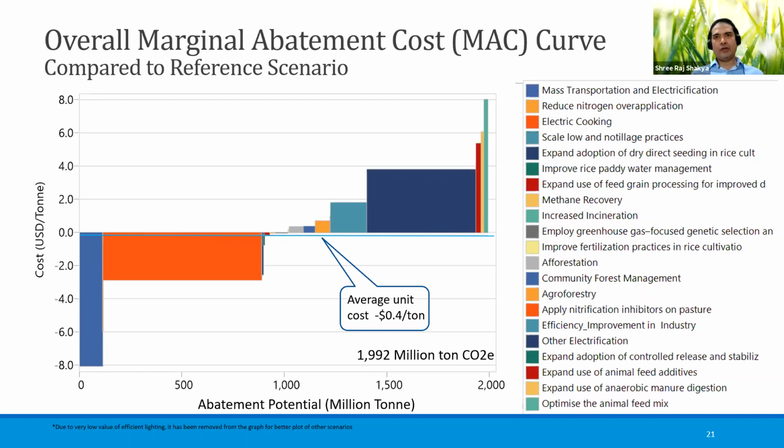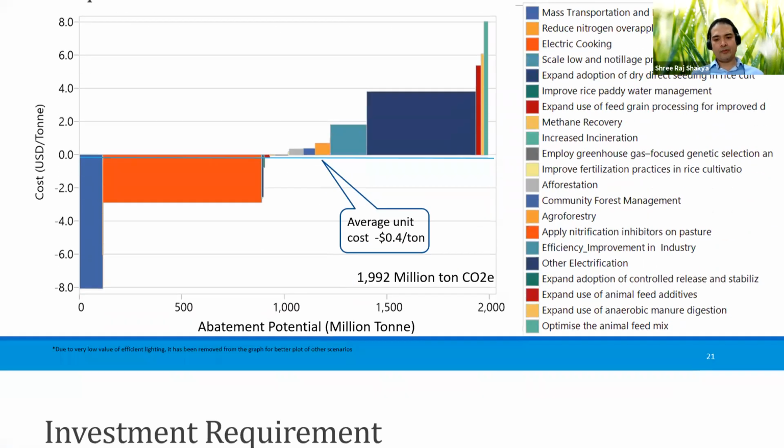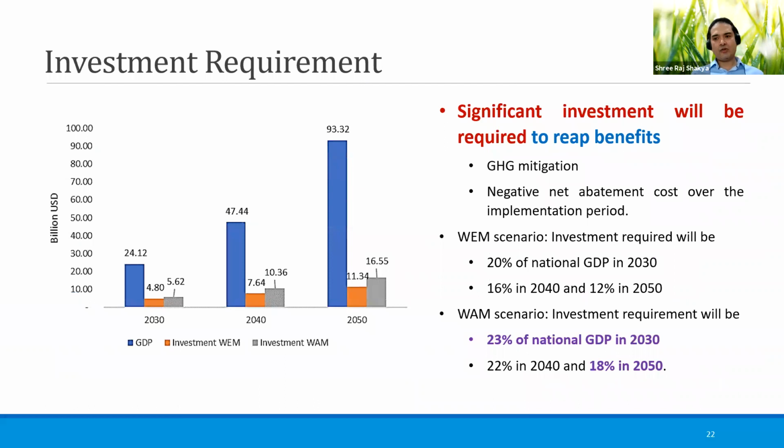However, if we look from the investment perspective, there will be significant requirement of investment to reap this economic benefit in the long run. As you can see from here, nearly 23% of national GDP in 2030 has to be invested, nearly 18% in 2050. For a small country, this is a very challenging part.